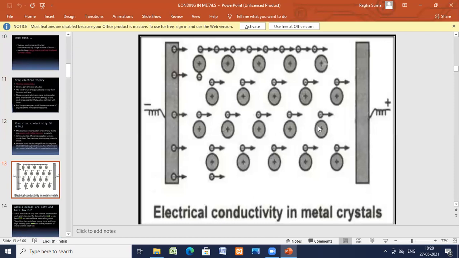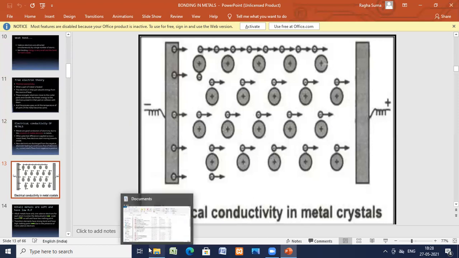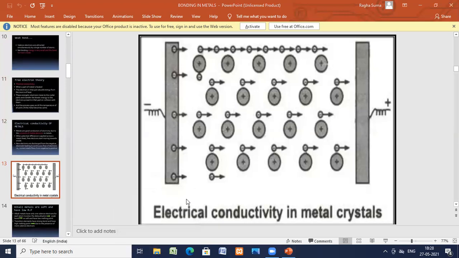From these electrodes, the electrons come out and move into the solution, and after coming into the electrolyte, they move on to the next electrode. So it is due to the free electrons. These free electrons keep on moving, and there is a potential difference and a conductivity of the electrons. This is clear evidence for electrical conductivity in metal crystals.